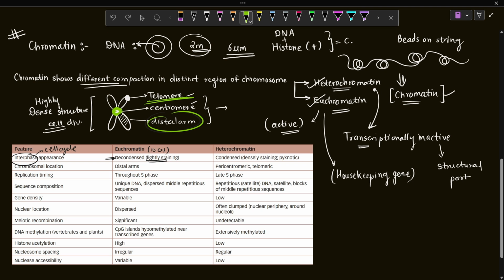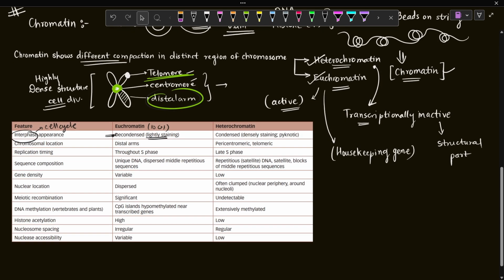Replication time. Now tell me, what do you think the replication timing of euchromatin and heterochromatin should be? Euchromatin will be replicated throughout the S phase. Why throughout? Because all those are very important genes, and it will be replicating throughout the replication phase. S phase is the phase where DNA replication happens. The cell prepares for DNA replication. While the heterochromatin is structurally very dense, right? You have to uncoil it first, and then you have to replicate it. That's why the replication happens in late S phase.